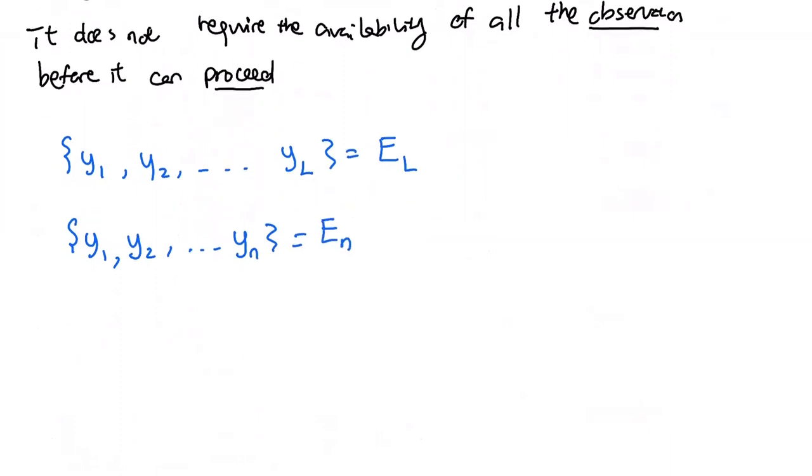And so obviously these observations, I know what they are because they're the observed values, right? So this is really Y1 equals some observation, Y2 equals some observation, Yn equals some observation. But again, this is painful to write, so I write this. So En is my set of observations up to time n.